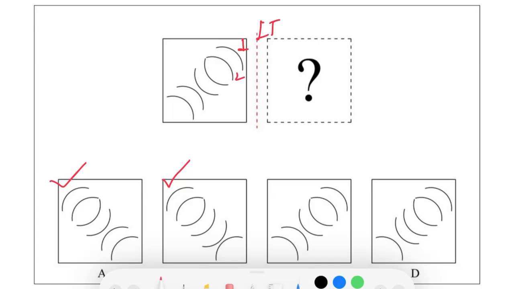Okay, second and third are done. Let's take the fourth one. The fourth one is similar to the third one in both. So this is also good. The fifth one is opposite here, and the fifth one is similar here. So that's why this figure is wrong and option A is correct.